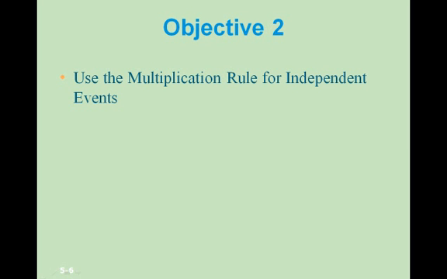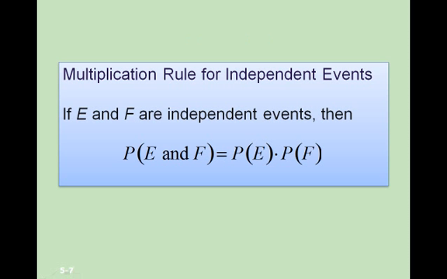Objective 2, use the multiplication rule for independent events. The multiplication rule for independent events states that if E and F are independent events, then the probability of E and F occurring is equal to the probability of E multiplied by the probability of F.